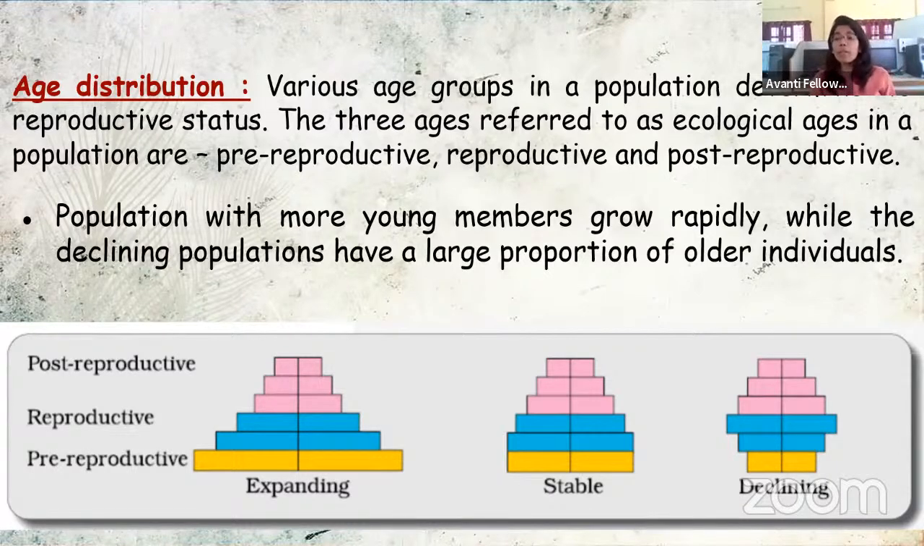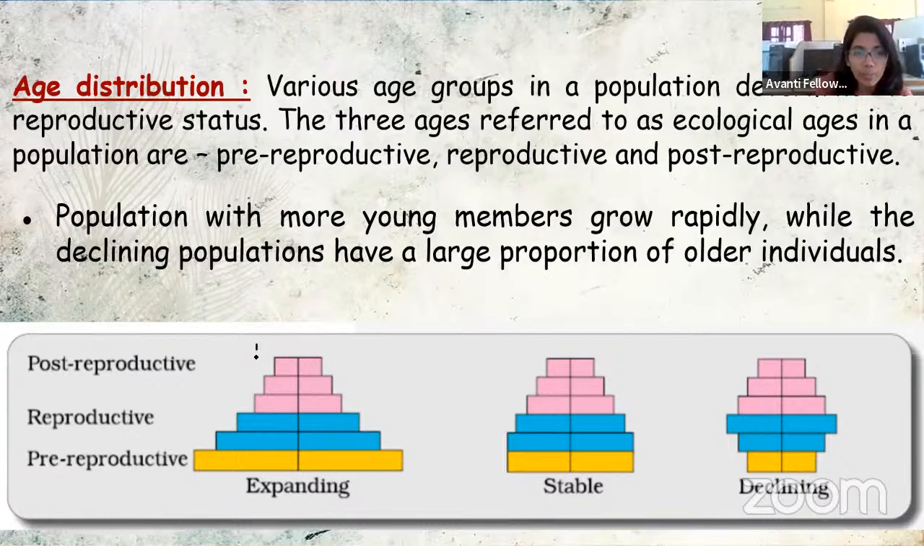And next is declining. In this declining pyramid, the pre-reproductive aged people are fewer here, which means if those people attain maturity for reproduction in the next generation, for now itself the pre-reproductive age group number is very small. If they start to reproduce, the next generation will be even less. So here what is going to happen? The population will decrease.